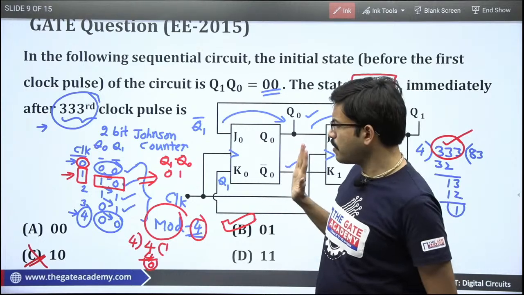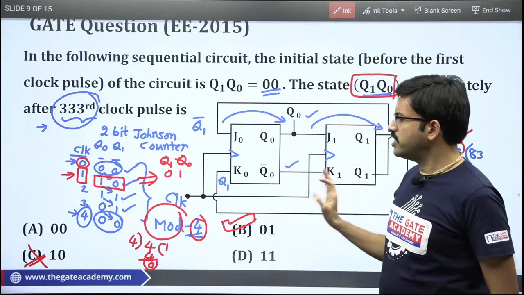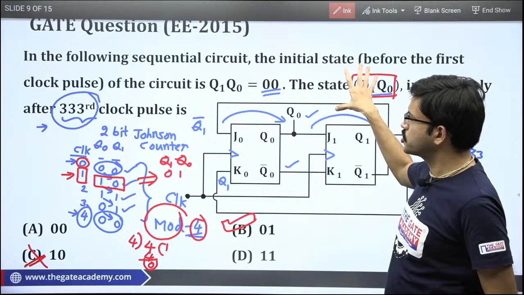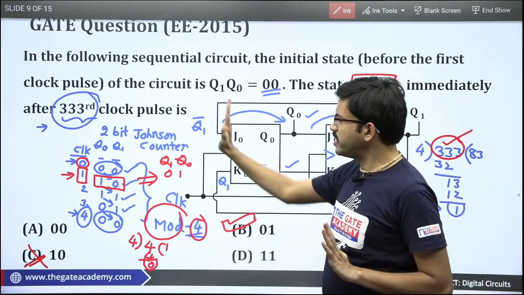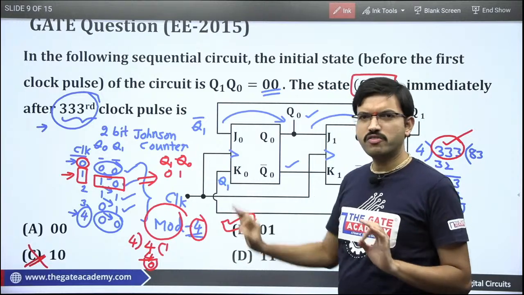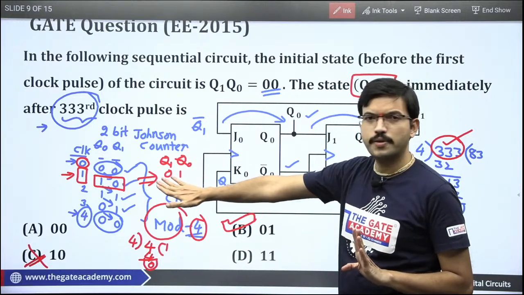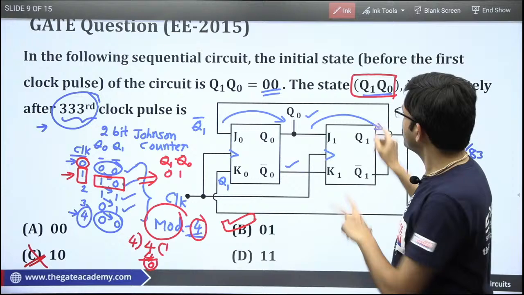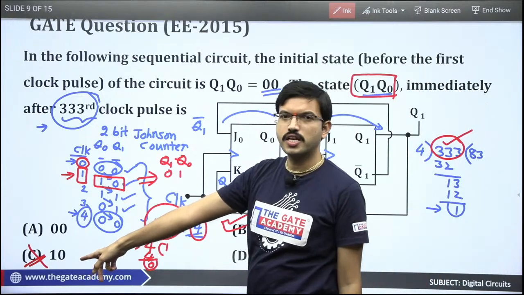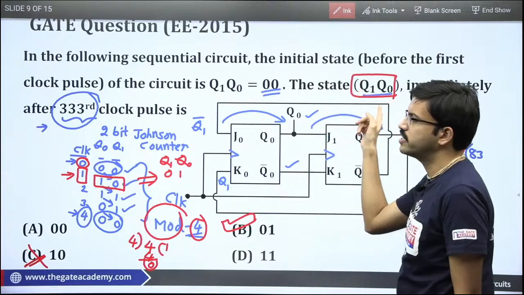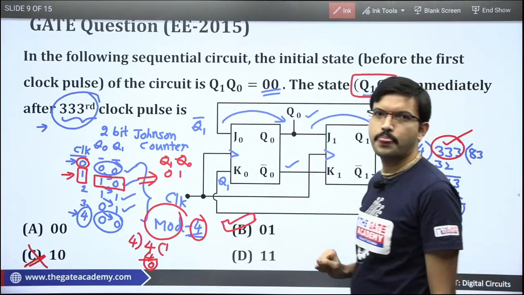So be careful. Always cross check what the question is asking and what we have to choose. You are very good at the concept, no doubt about it, and you got the correct answer. But if they ask Q0 Q1, then the answer is 1 0, option C only. But they have asked Q1 Q0, so you have to be very careful.